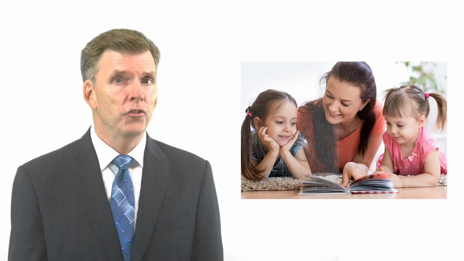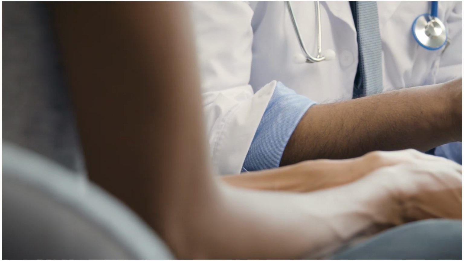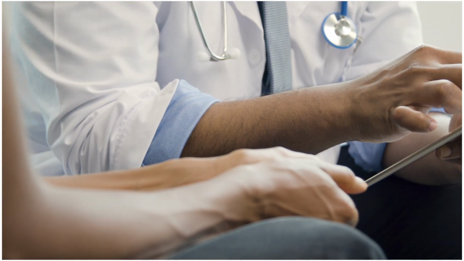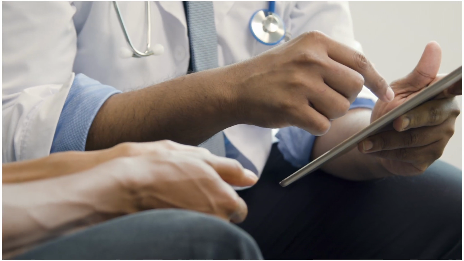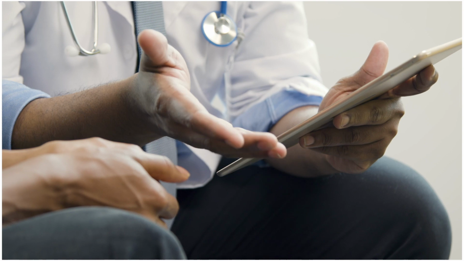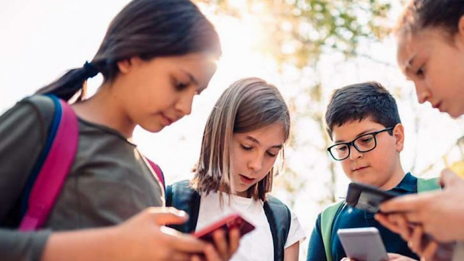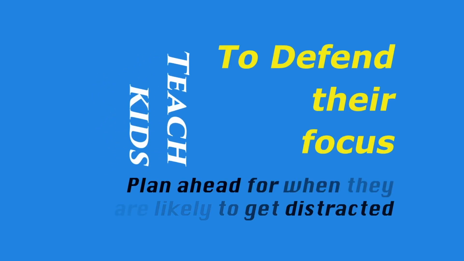We must teach kids the skill of becoming indistractable. First, teach kids that distraction is a solvable problem. Help kids understand that the apps and videos on the iPad were made by some very smart people and were intentionally designed to keep them hooked and habitually watching. Make sure they know how to remove distractions or turn off distracting triggers. Second, teach them to defend their focus. Plan ahead for when they are likely to get distracted.